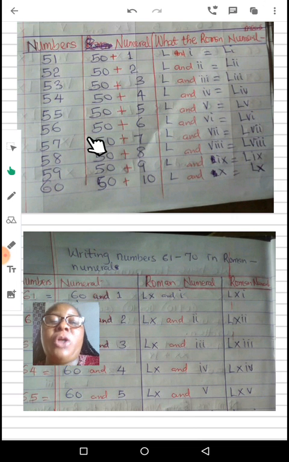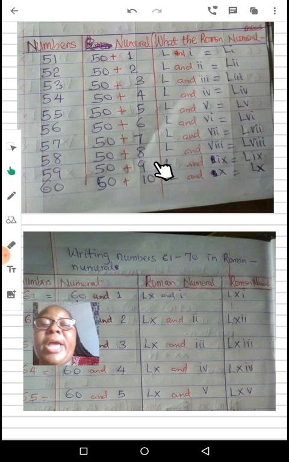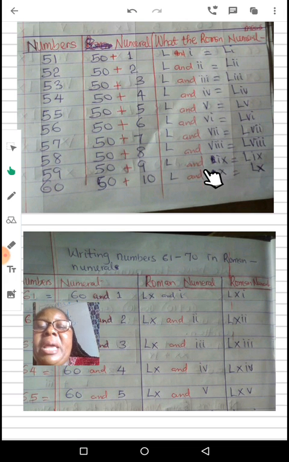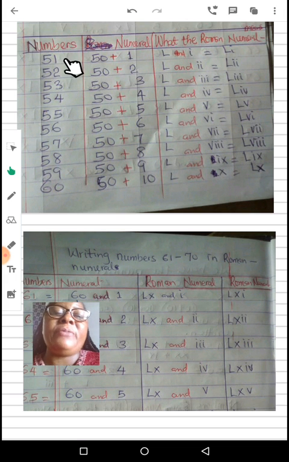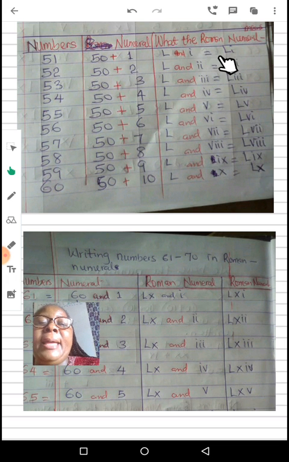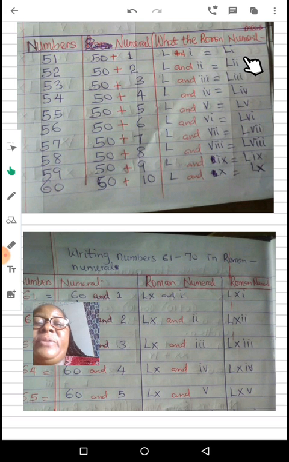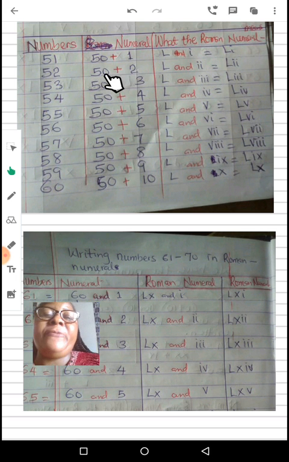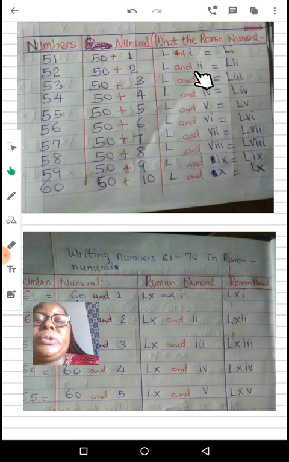Here we have the numbers and what they mean in Roman numerals. We have done 51. 51 is 50 and 1. That is LI. 50 is L. Then 52 is 50 plus 2. You write 50 as L, 2 is II. Bring it together.